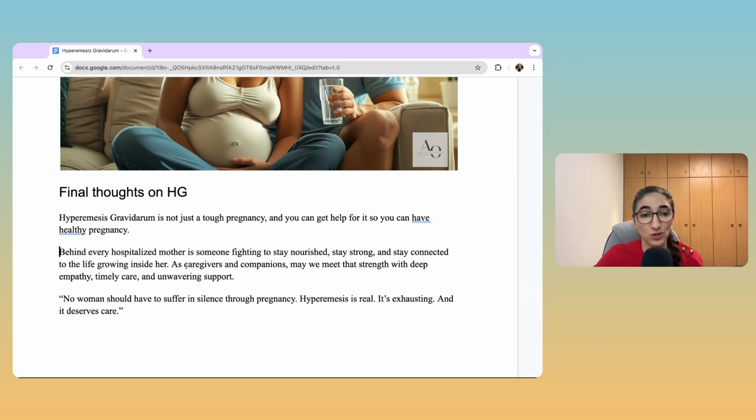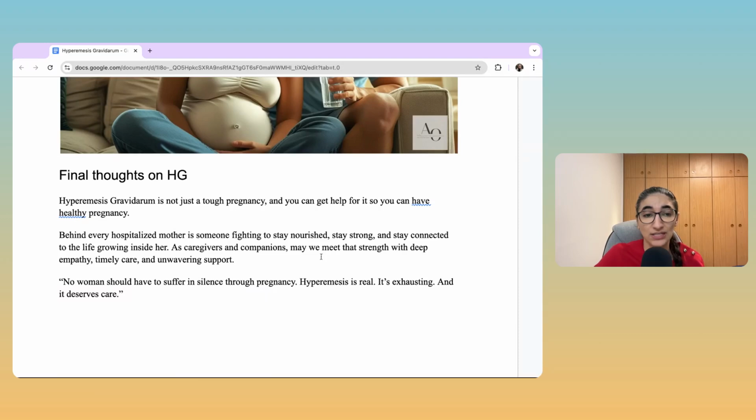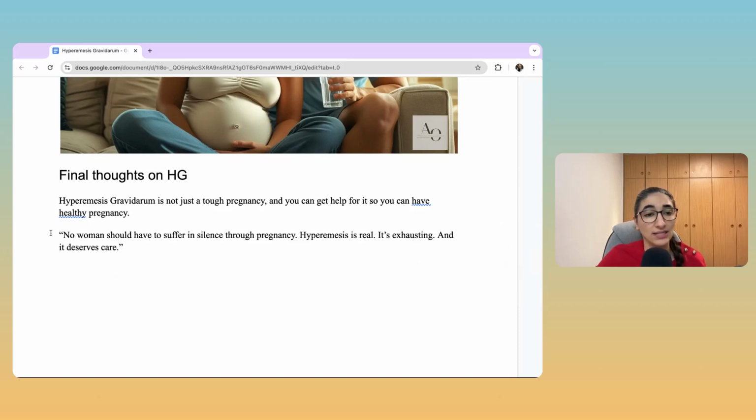Then it says, behind every hospitalized mother is someone fighting to stay nourished, stay strong, and stay connected to the life growing inside her. As caregivers and companions, may we meet that strength with deep empathy, time, and care. I would probably cut this whole thing because that sounds a bit scary. And then it says, no woman should have to suffer in silence through pregnancy. Hyperemesis is real, exhausting, and it deserves care. So I'm not sure who said this or where this quote is from, but we would want to credit this person. And then I would recommend some kind of call to action.